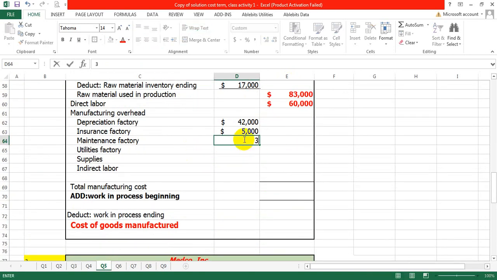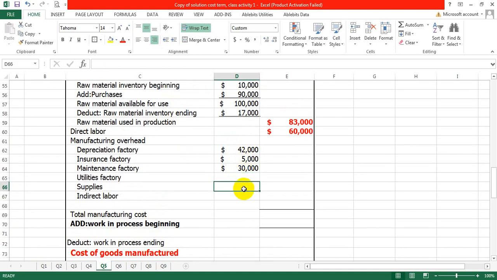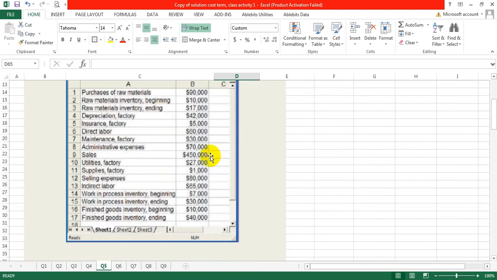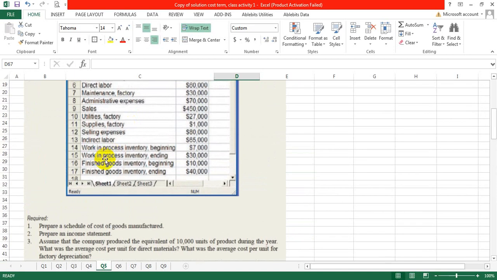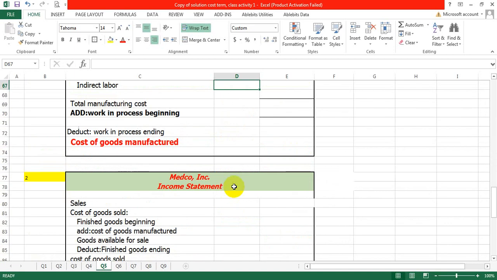Maintenance 30, utility, supplies 1, and utility was 27. Indirect labor is, see here, 65,000, right?